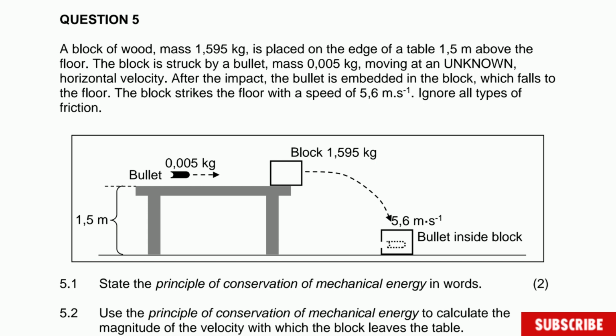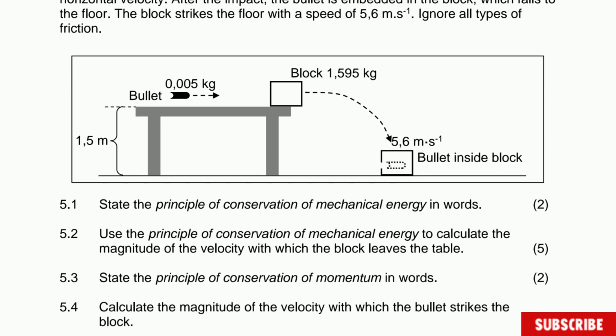This question said a block of wood, mass 1,595 kilograms, is placed on the edge of a table 1,5 meters above the floor. The block is hit by a bullet, mass 0,005 kg, moving at an unknown horizontal speed. After the bullet is embedded in the block, which falls to the floor, the block strikes the floor with a speed of 5,6 meters per second. Ignore all types of friction. Okay, and there is the picture with most of the data that you need here.